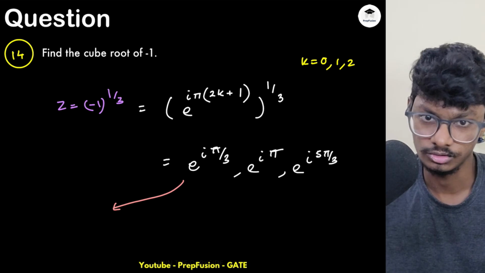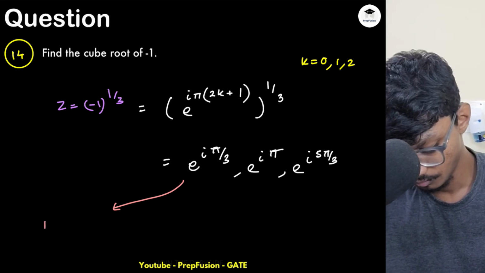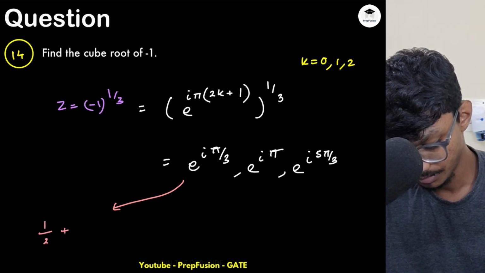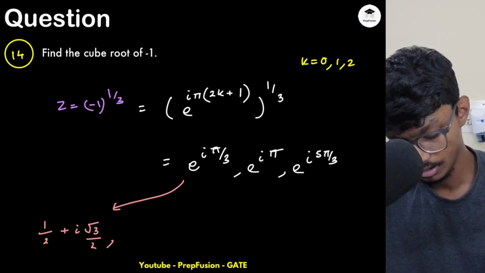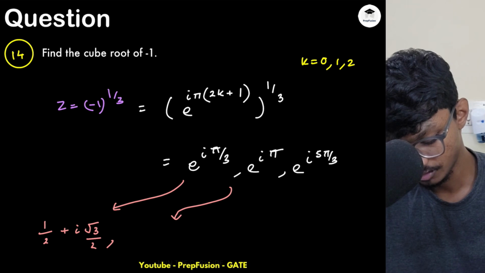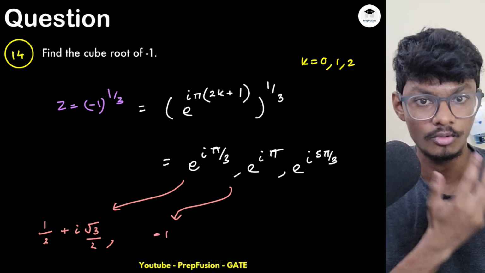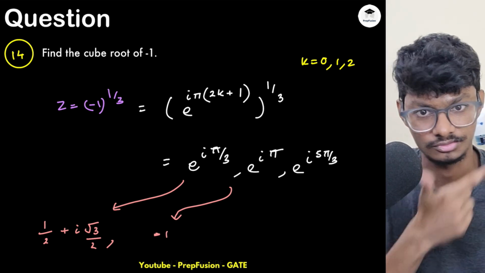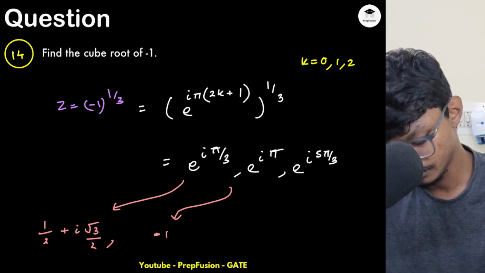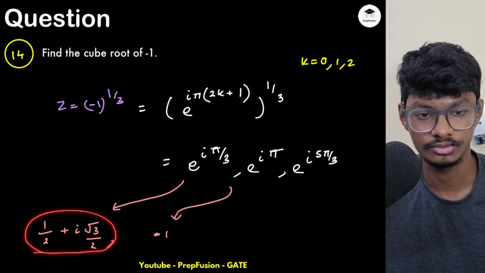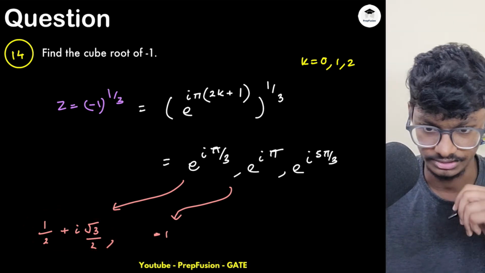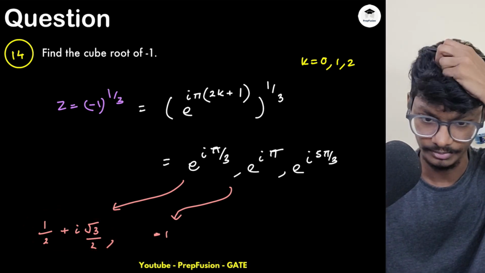It is cos of pi by 3. Cos of 60 is 1 by 2 plus i root 3 by 2, and sine of pi by 3... sine of pi is -1 itself. So cube root of -1 is -1, because if I do the cube of -1, I will get again -1. So it satisfies, right? If you just check the cube of this, you will get -1 itself.